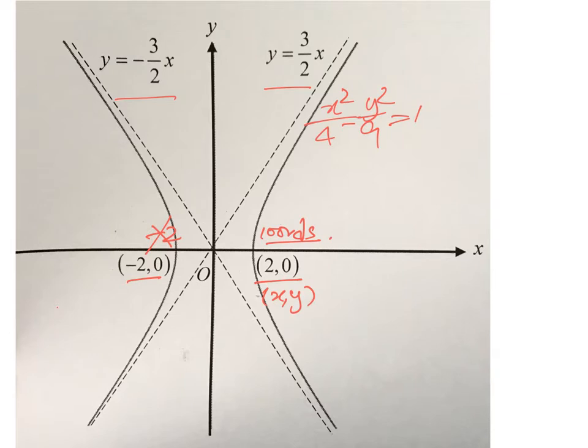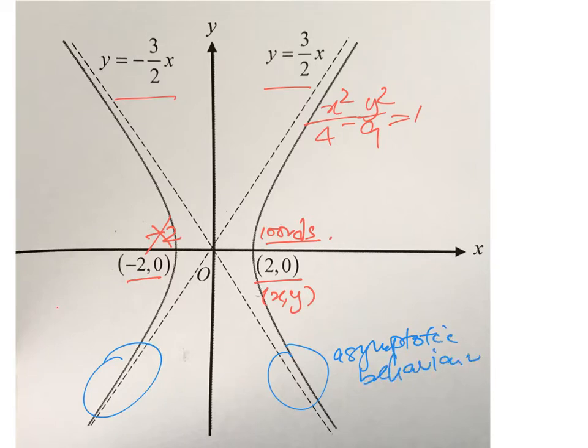One other important point to take note of when drawing graphs with asymptotes is the asymptotic behavior of the curve. In this case, you have to sketch the curve such that the graph actually approaches the asymptotes when x tends to plus minus infinity. So the asymptotic behavior must be shown clearly on the diagram.